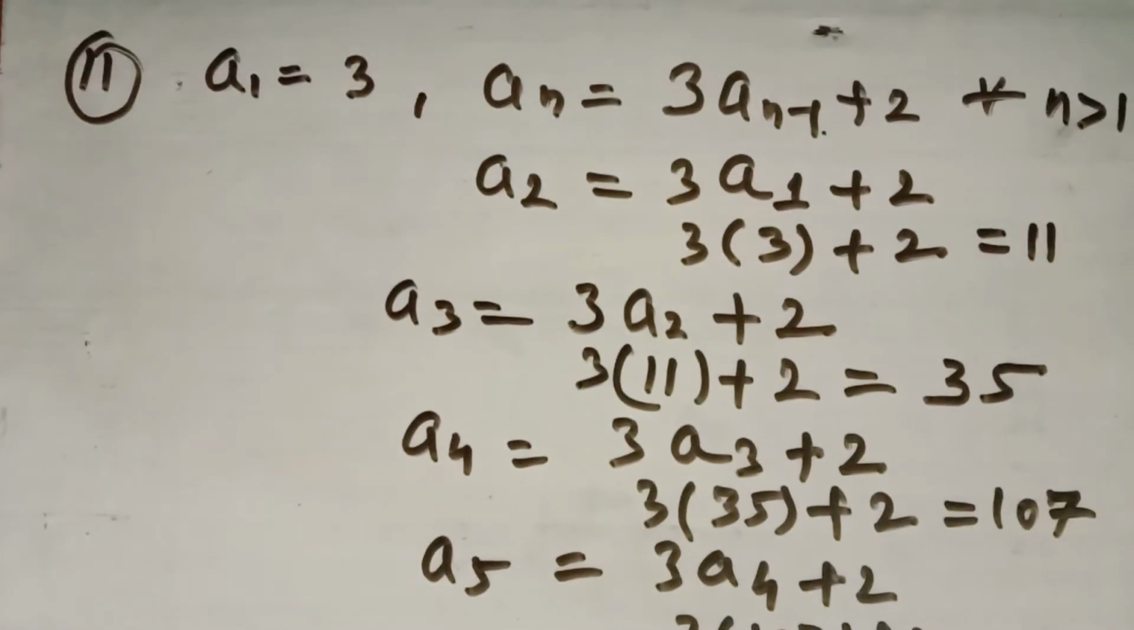So what is the difference in this question? That to find any term of this sequence we need its previous term. That is, if we need a4 we need a3 and so on.